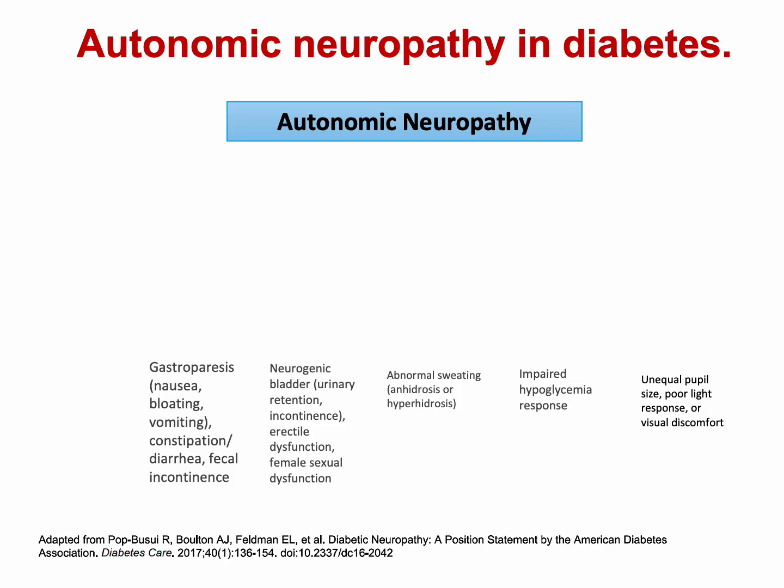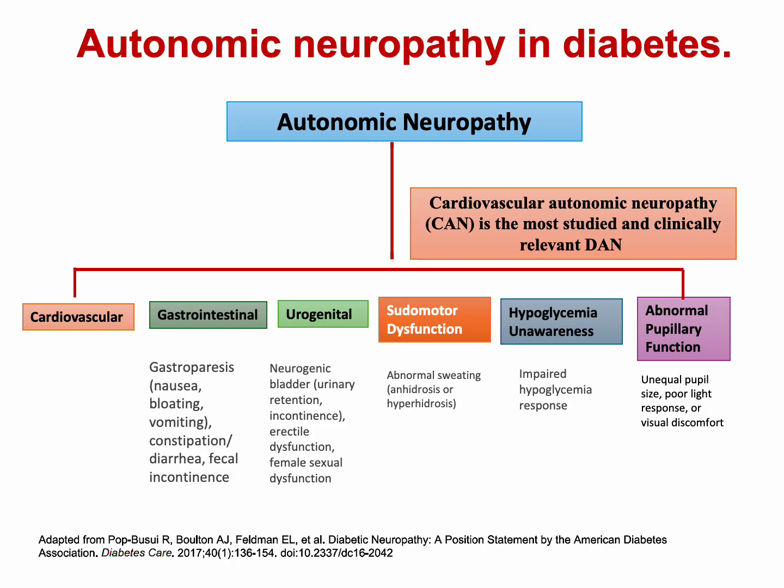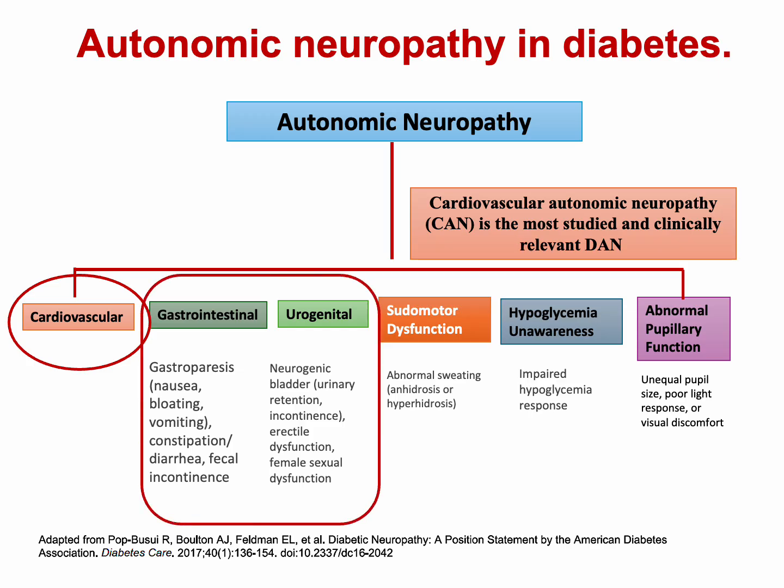Now, diabetic autonomic neuropathy affects several organ systems, with cardiovascular involvement being the most extensively studied. Nonetheless, recent findings underscore the growing recognition of other forms, such as gastrointestinal and urogenital autonomic neuropathies, for their substantial impact on both healthcare demands and patient quality of life.